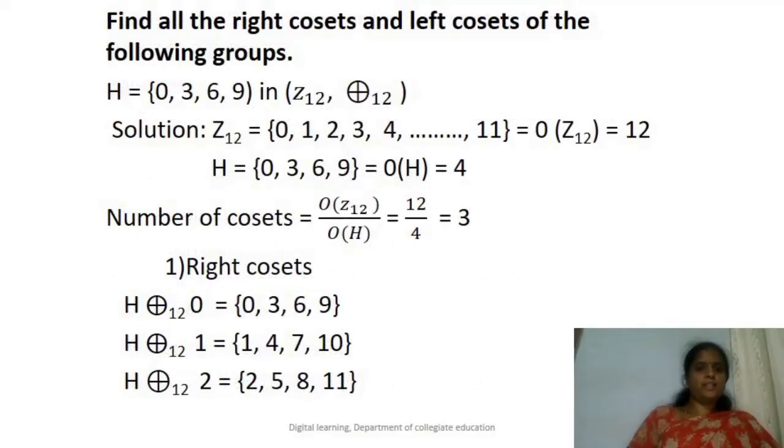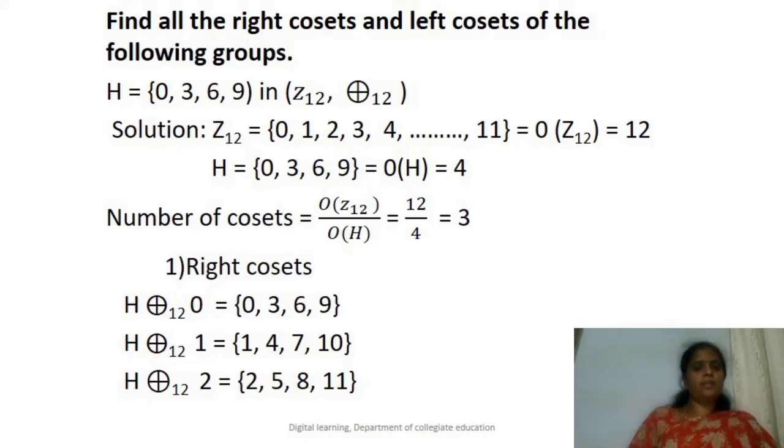Let us go for the next example. Find all the right cosets and the left cosets of the group H equal to 0, 3, 6, 9 in the integers modulo 12 under the operation addition modulo 12. So Z12 is framed from 0 to 11. Therefore order of Z12 is 12 here. Then H is 0, 3, 6, 9. Therefore order of H is 4. Firstly, to find out the number of cosets: order of G is 12, order of H is 4, therefore the number of cosets will be 3.